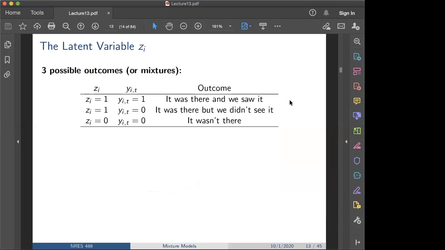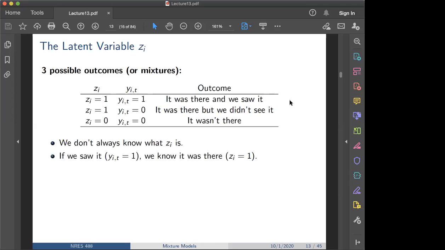All right, so here are 3 possible outcomes that can occur. And when we have these different outcomes, then we use a mixture model. So we don't always know what ZI is. If we were some oracle, we could see what ZI was. But in absence of that power, we have to estimate how many that we actually don't see were truly there. If we saw it, we know that it was there. So that's why we call this a partially known latent variable. Sometimes we know what ZI is, sometimes we don't.